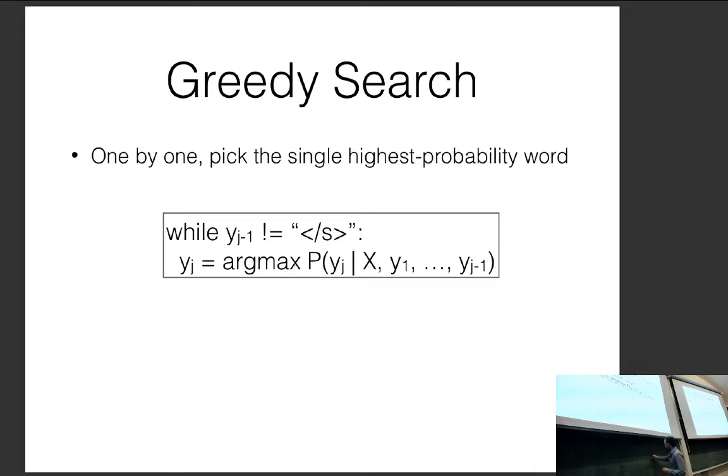New York with 0.35 probability, and New Jersey with 0.25 probability. So what does greedy search here do? It picks New, because the probability of the word New is 0.6. So it picks the word New, and then it's stuck. It says, okay, I have to pick York next because I think York is more likely than Jersey.